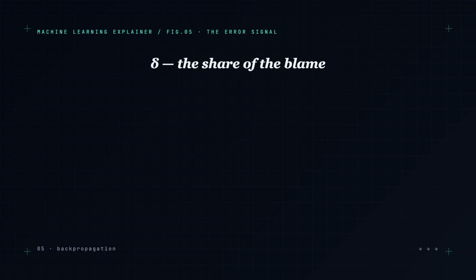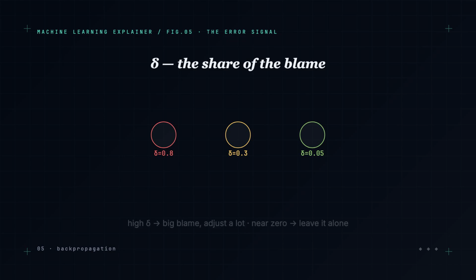There's a name for the quantity flowing backward, the error signal, often written as delta. For each neuron, delta says how much that neuron is responsible for the final error. High delta, big share of the blame, adjust it a lot. Near zero, it was basically fine, leave it alone. Backprop is, quite literally, an algorithm for assigning blame.